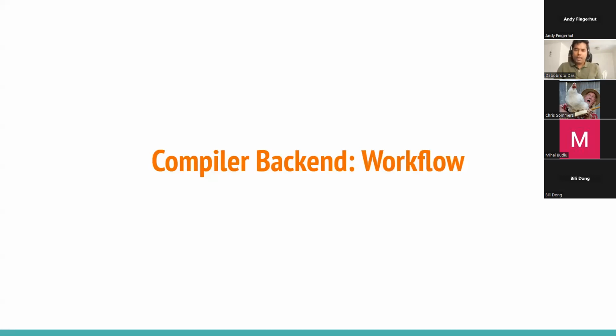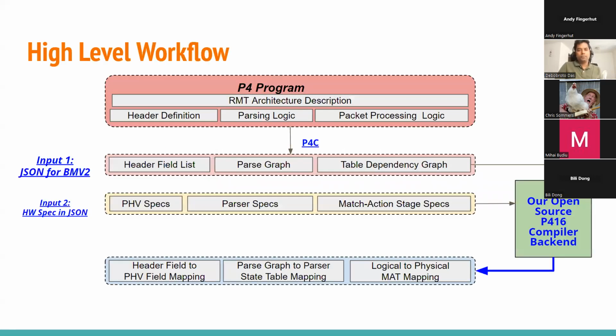So now for the compiler backend, let's look at the workflow. This is the high level workflow of the compiler backend. First of all, you get a P4 program. These are the components of a P4 program: the header definition, the parsing logic, then the packet processing logic.